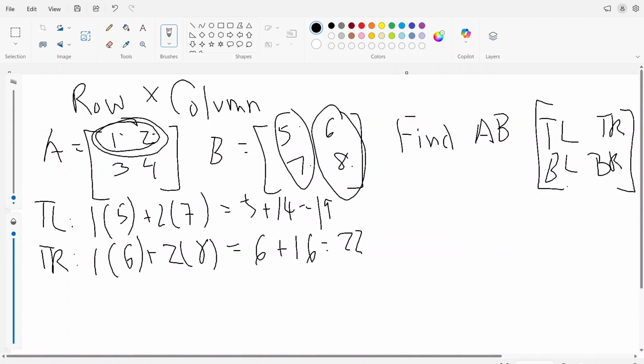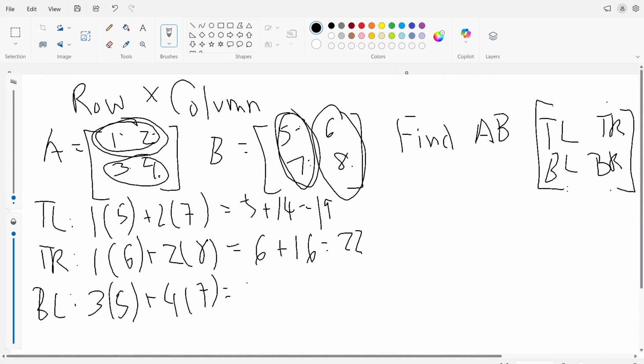Now we can move on to the bottom left. And remember, the order we do this in is top left, top right, bottom left, bottom right. So when we look at the bottom, we move on to the second row. And then we use the first column again, and we do 3 times 5 plus 4 times 7, which is 15 plus 28, which equals 43.